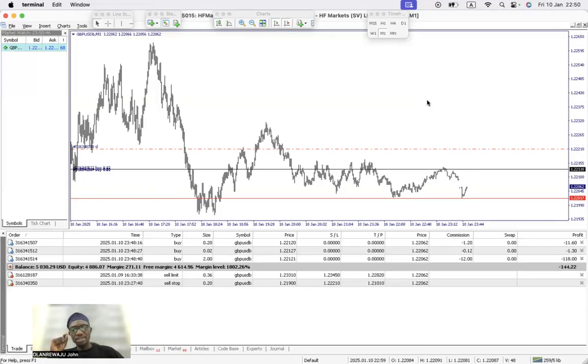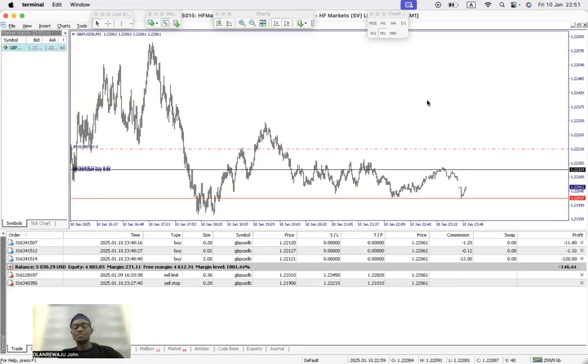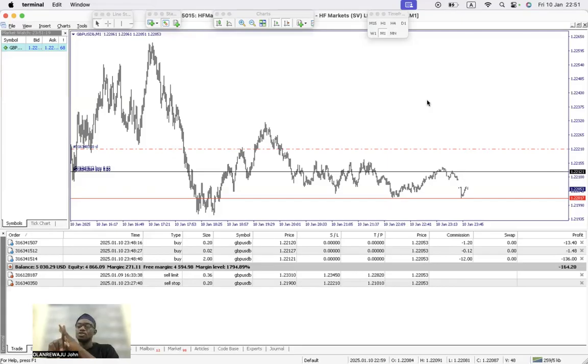But when you use a crazy lot size and it goes in your favor, that's beautiful. You will thank God. But when it goes against you, your account balance can be wiped out in less than a second. So you want to understand this concept very well. At the end of the day, ideally, what determines the kind of lot size you will use for a trade is your trading account balance and your stop loss.